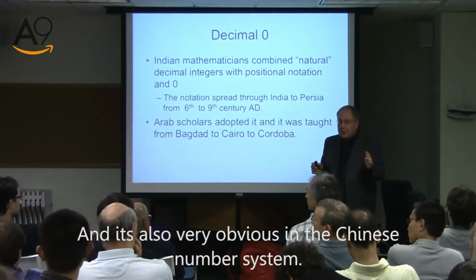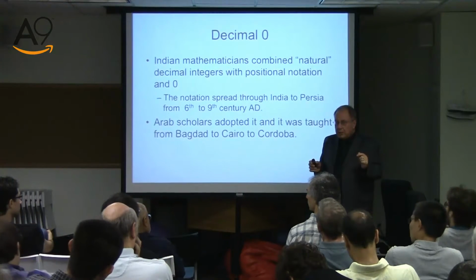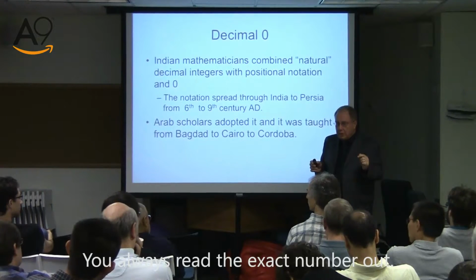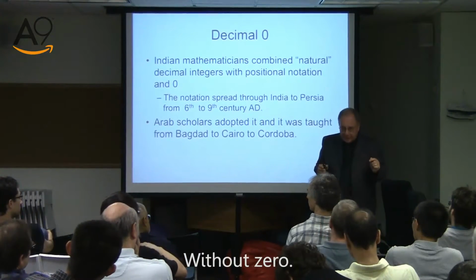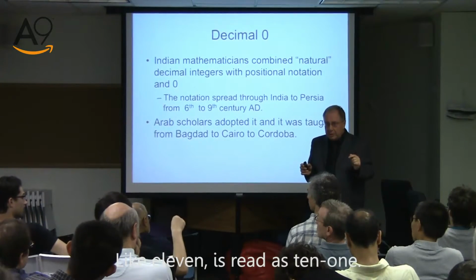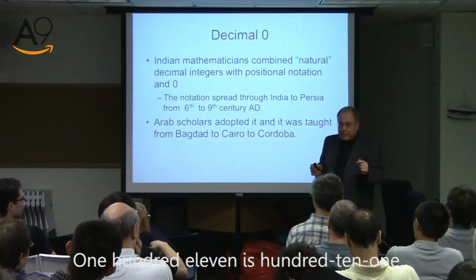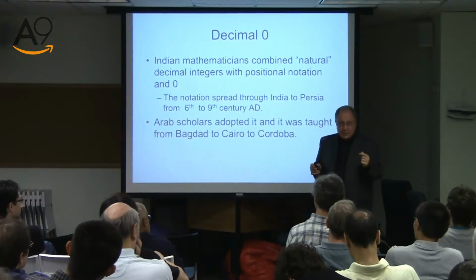And it's also very obvious in the Chinese number system. You should always read the exact number up without 0. Like 11 means what you read is 10 1. 111 is 110 1. Yes. So yes, because it's again, it took a while.